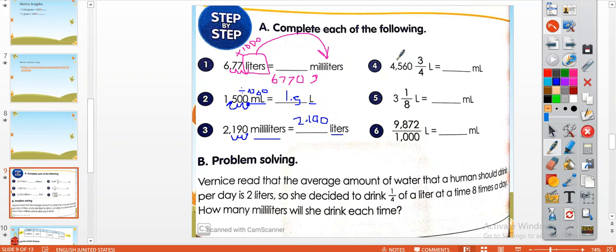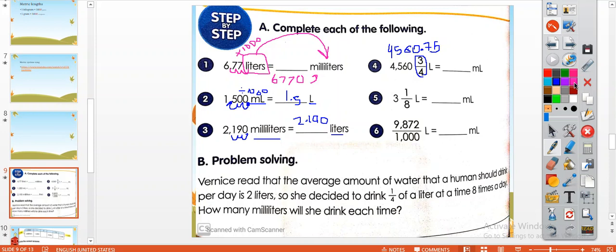Now I have 4,560 and 3/4 of a liter. How many milliliters are they? Remember that 3/4 is 0.75. So you can just simply write the number that you already have here. Then instead of the 3/4, you're going to write 0.75.